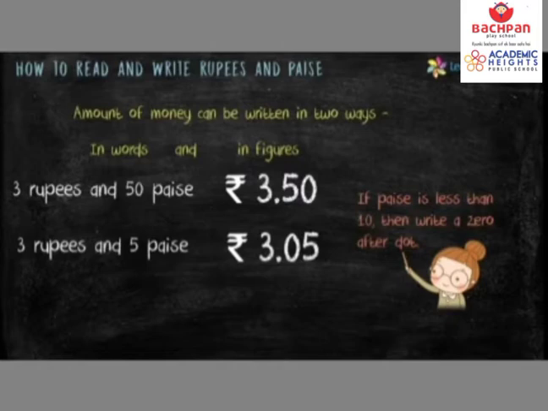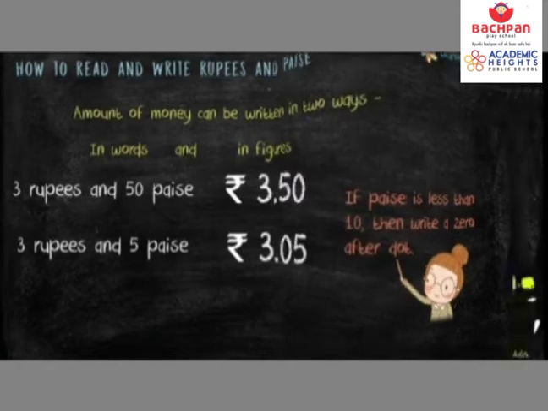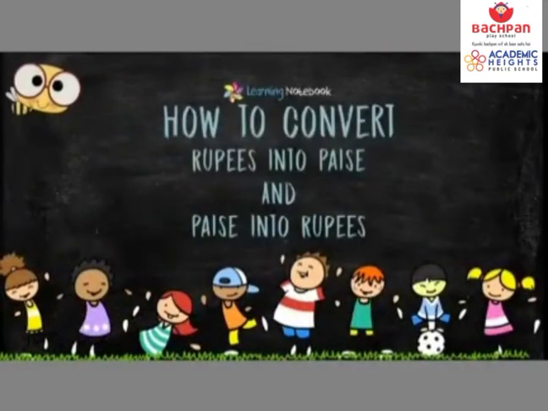Most of the students make mistakes in writing 50 paise and 5 paise. So, make note that if paise is less than 10, then write a 0 after the dot. Like if there are 6 paise, then in figures it will be written as 0.06. Let's see how to convert rupees into paise and paise into rupees.